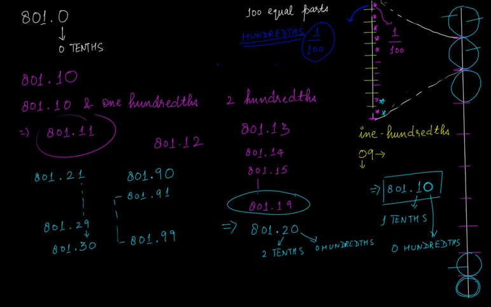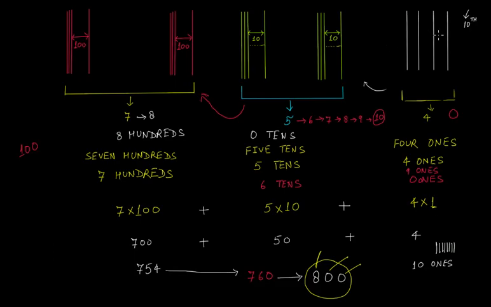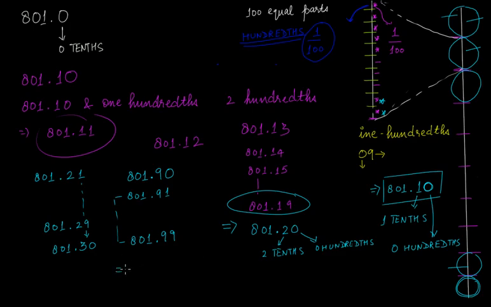You are again having one entire line segment, and that will enter into the ones place, right? So now your number will be what? Your number will be 802. Now you are having two ones. Why? Again you are having this entire line segment, and you are left with 0 tenths and you are left with 0 hundredths. Okay, so I hope that you are not confused.